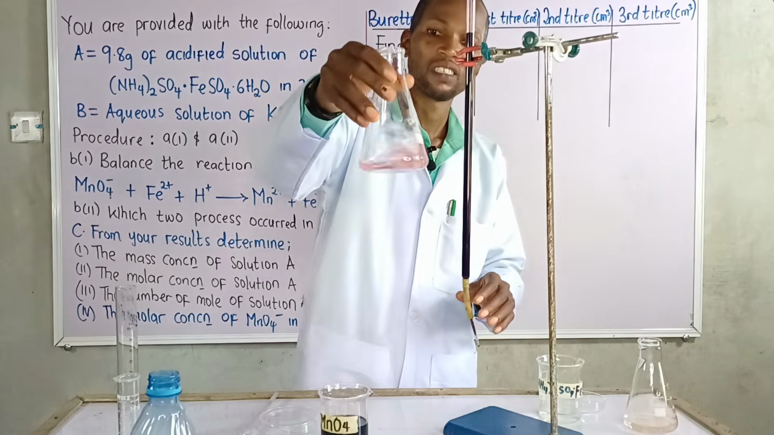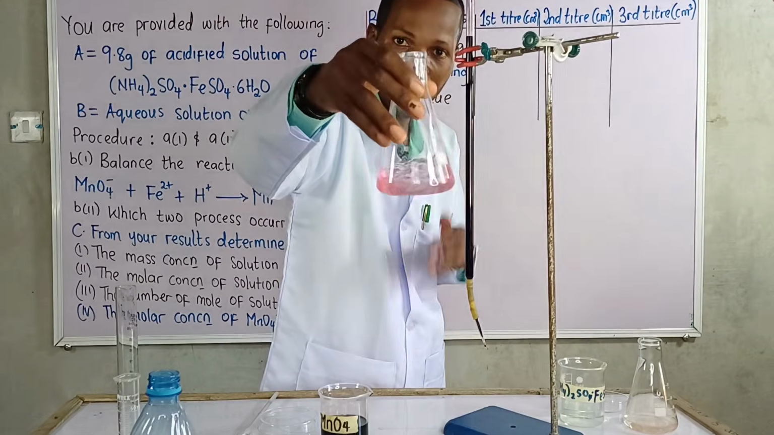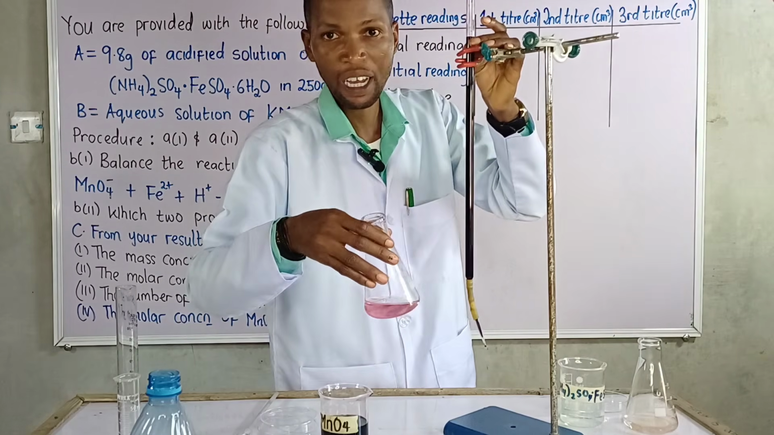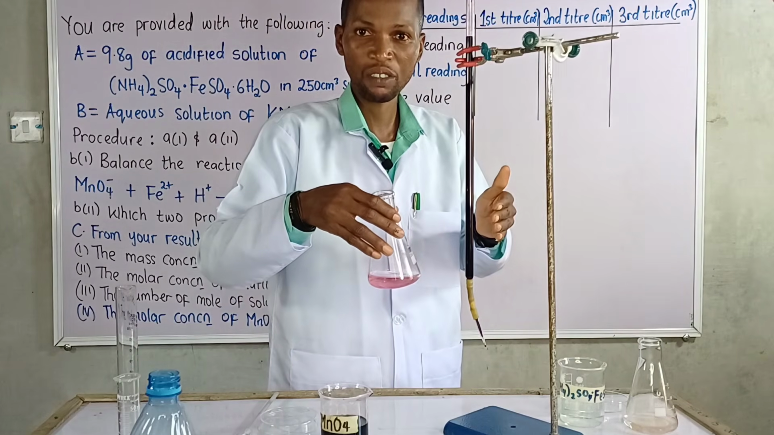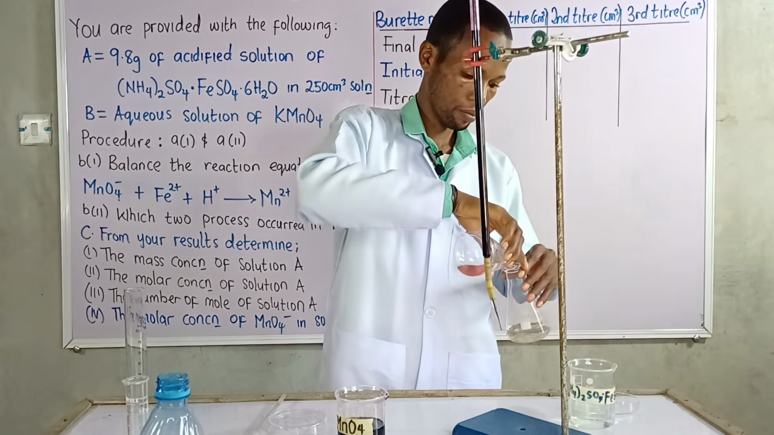Wow. Yes, we have our desired light pink color for this redox titration. So we can record the volume of the potassium permanganate used in the second titration. Now, can we check the endpoint for the second titration? We have 22.90. So we can discard the solution gotten in the second titration.